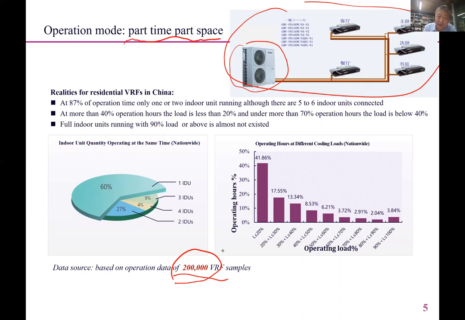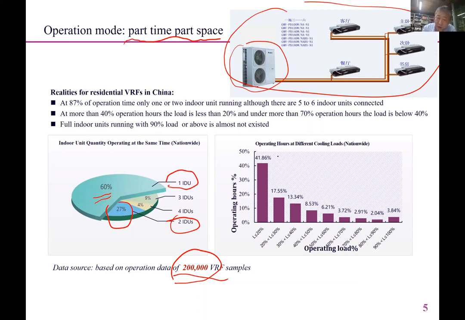What we discovered is that almost 60% of the operation time, only one indoor unit is turned on. Another 27% of the time, they run two indoor units. Also, the system has five or six indoor units connected, but they only run one or two. This is how they switch on.